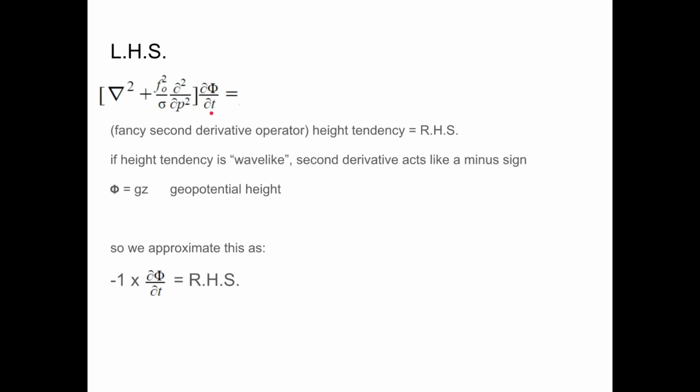And we're looking again at this, we're assuming this sort of a wave-like pattern. So if the height tendency is wave-like, the second derivative acts like a minus sign. So we approximate this basically as minus 1 times d phi dt equals the right-hand side. Okay, so if the right-hand side's positive, we would expect a negative height tendency, or height falls. And if the right-hand side's negative, we would expect height rises.